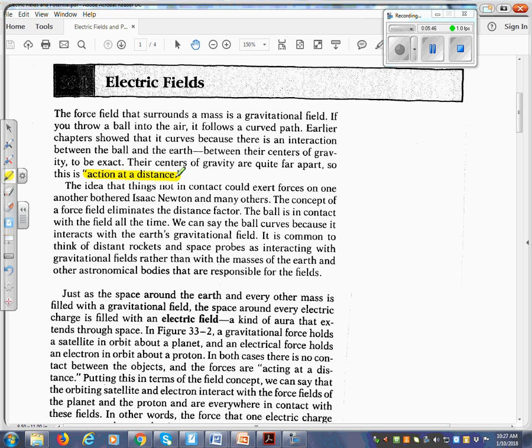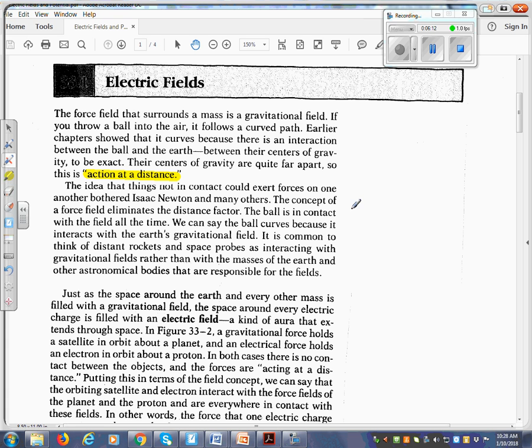The idea that things not in contact could exert forces on one another bothered Isaac Newton and many others. The concept of a force field eliminates this distance factor. The ball is in contact with the field all the time. We can say that the ball falls because it interacts with the Earth's gravitational field. It's common to think of distant rockets and space probes as interacting with gravitational fields rather than with the mass of the Earth and other astronomical bodies that are responsible for the fields.